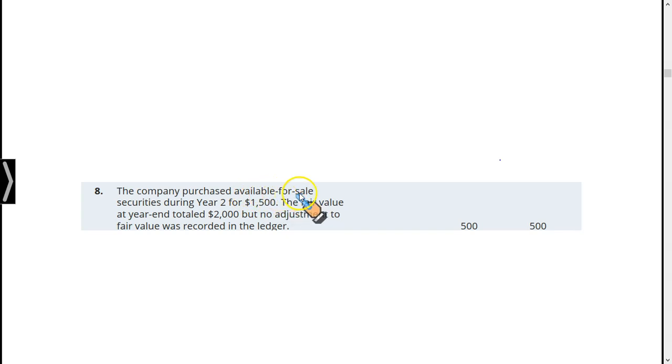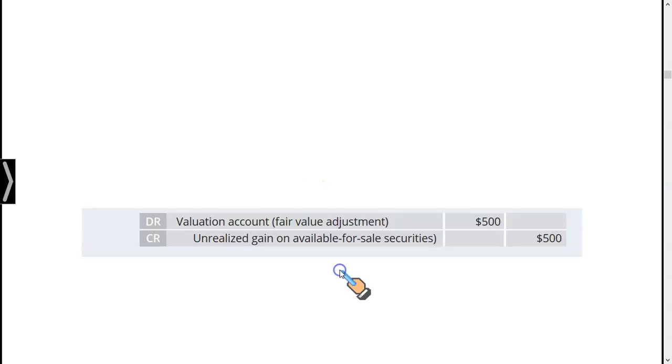The company purchased available for sale securities during year 2 for $1,500. The fair value at the year end totaled $2,000. There is an appreciation in the price, but no adjustment to fair value was recorded in the ledger. You should increase the value of your investment by $500. At the same time, the extra $500 goes to your other comprehensive income, OCI. Remember, for available for sale securities, any fair value gain and loss goes to OCI. So the entry we make is, we debit the valuation account, that is fair value adjustment, $500, and credit unrealized gain on available for sale securities. This goes to other comprehensive income. We will discuss this as we proceed.